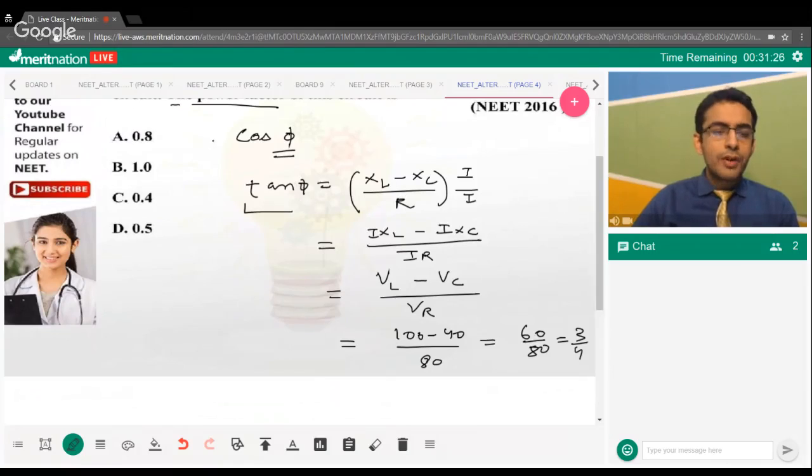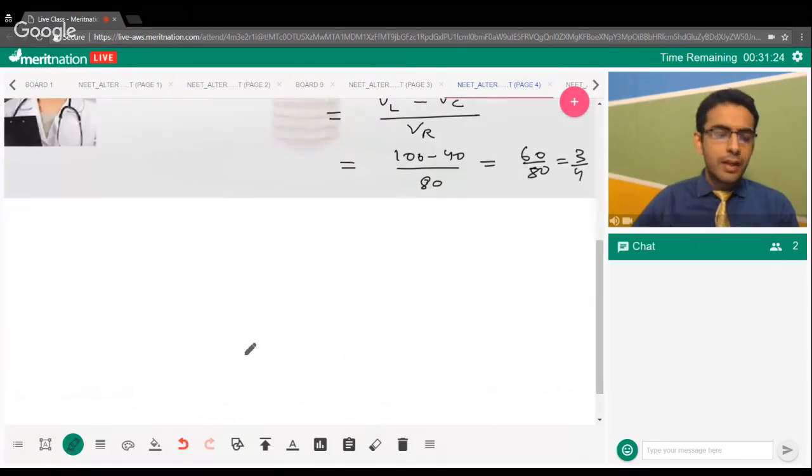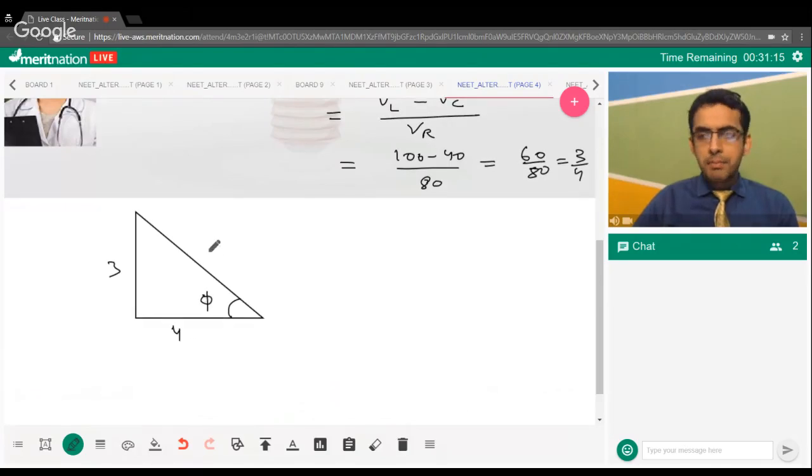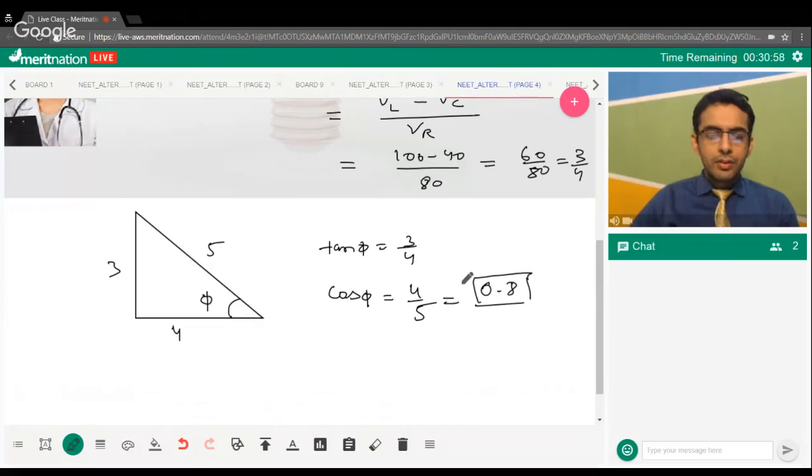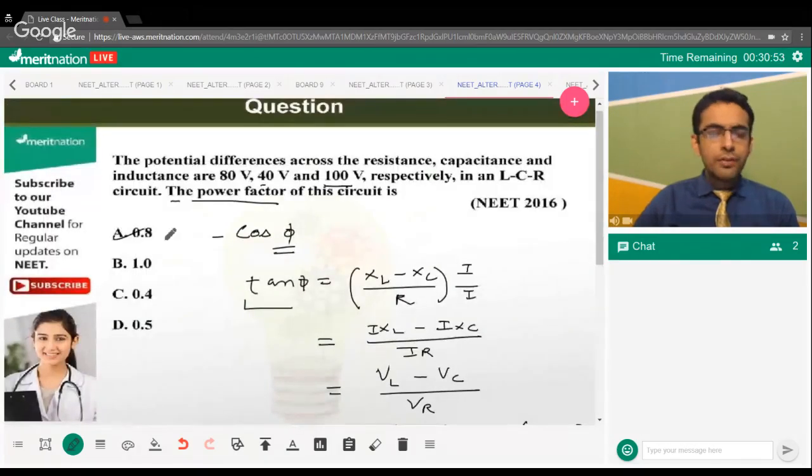We have to find the value of cos phi. So how to find cos phi from the value of tan phi? Just remember this. In a triangle, if you take this angle as phi, and this side is 3 and this is 4, by the Pythagoras theorem the hypotenuse is 5. So if tan phi is 3 by 4, cos phi is equal to 4 by 5. That means the answer is 0.8. The correct answer for the given question is A. I hope it's clear to all of you.